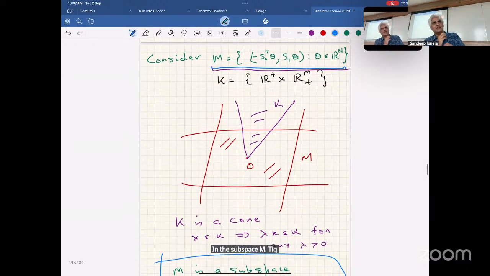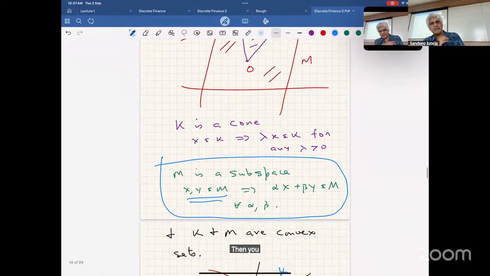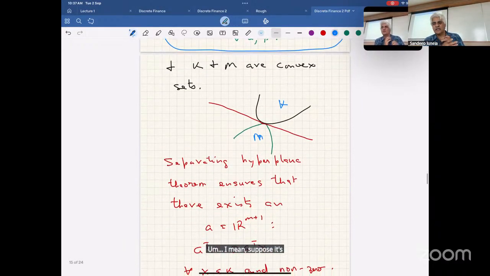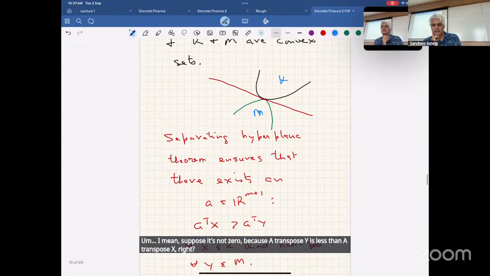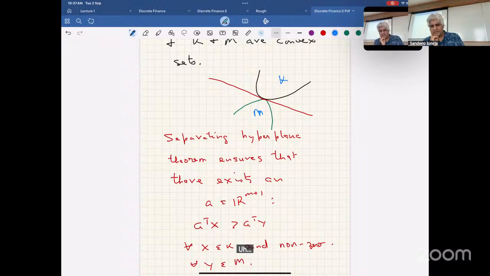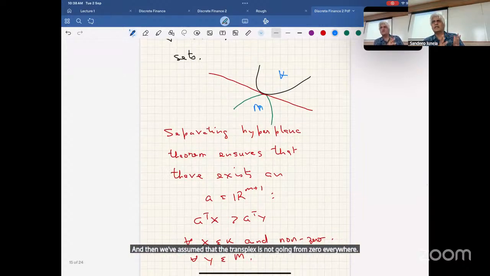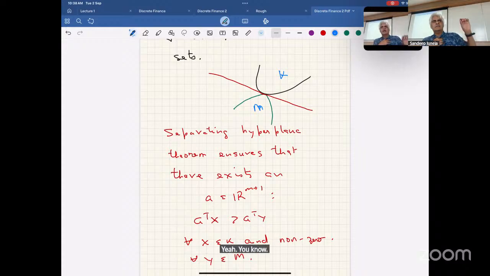Okay? So now once you accept this, then you can accept that A transpose Y must be 0. Can you repeat that argument for A transpose Y to be 0? I mean, suppose it's not 0, because A transpose Y is less than A transpose X, right? A transpose X is not going to be uniformly 0 everywhere, and we've assumed that. So A transpose X is some number. One can argue that it must be positive because Y has 0 as an element. So A transpose X must be positive for some X.